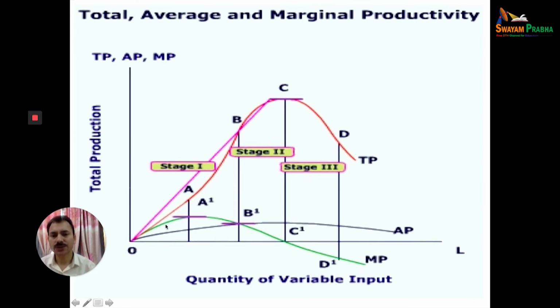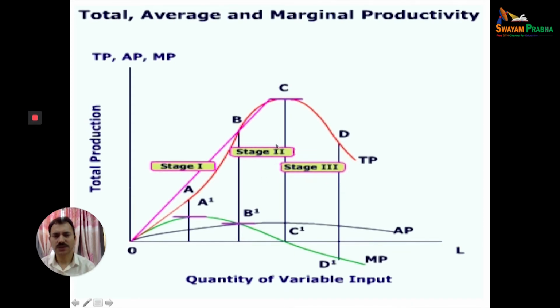At point A1, MP is maximum. Up to B, this is the first stage. And from here to here, this is the second stage. We'll discuss it in detail with the help of the next graph. And after C, this is the third stage.